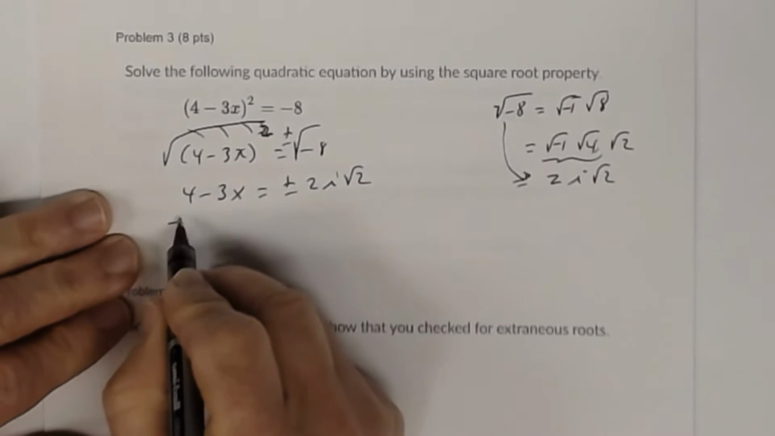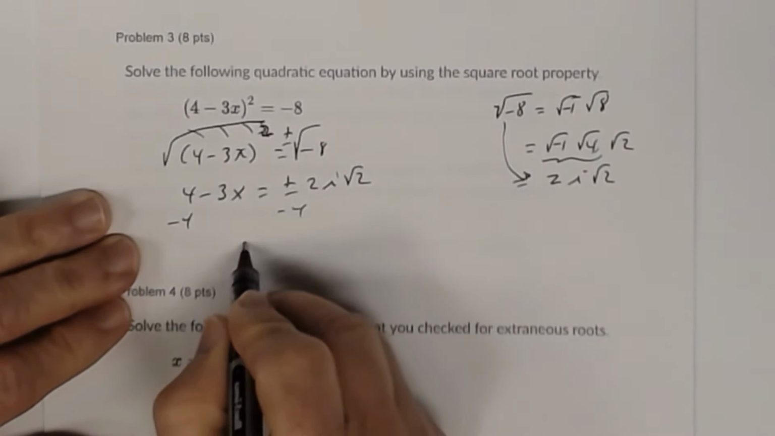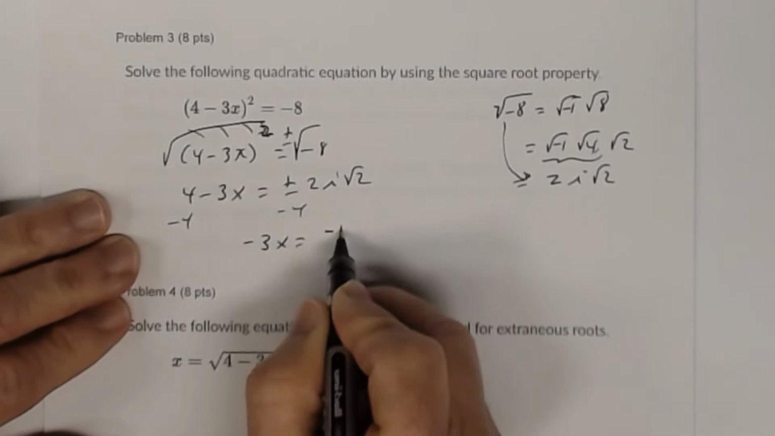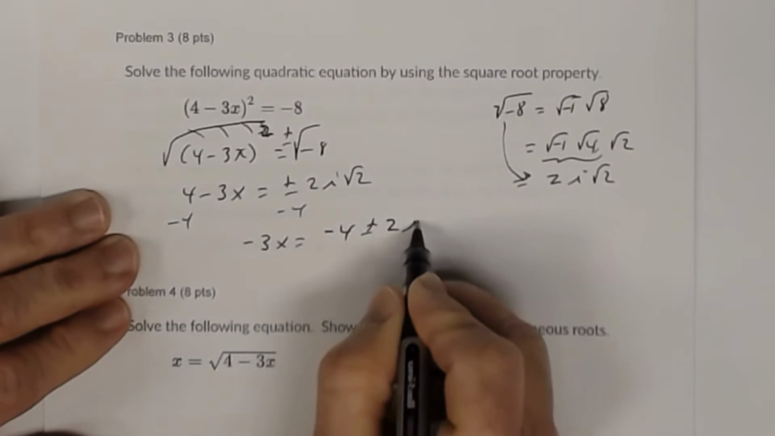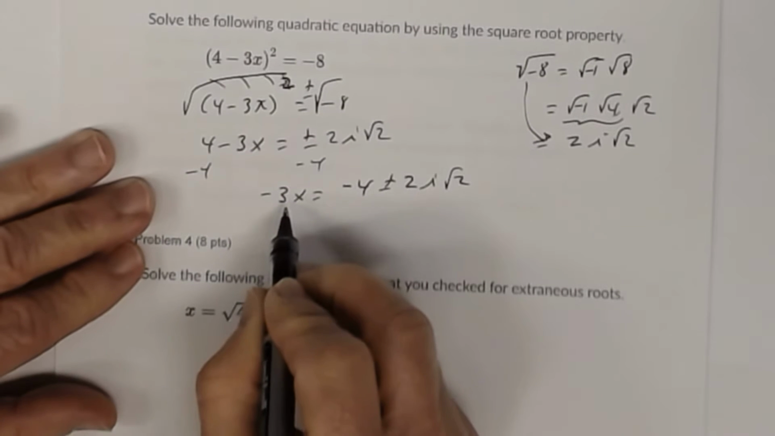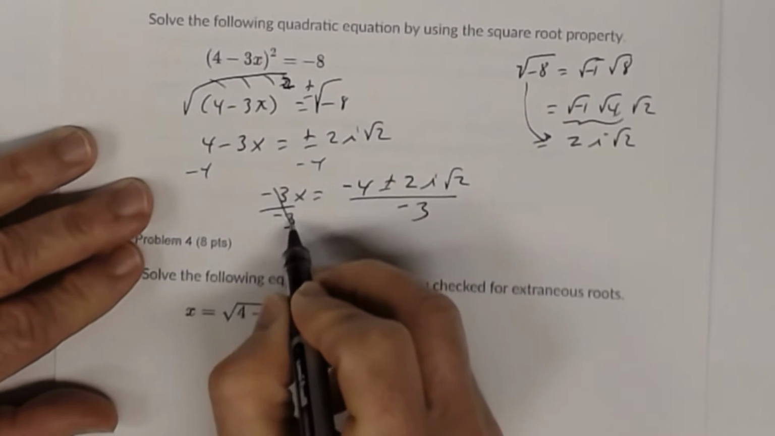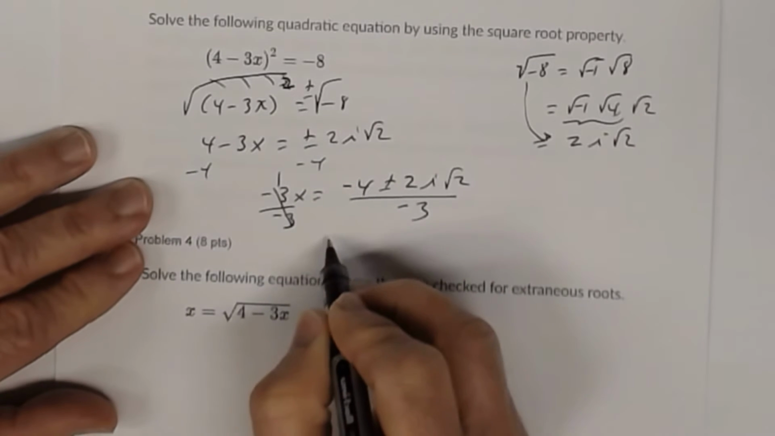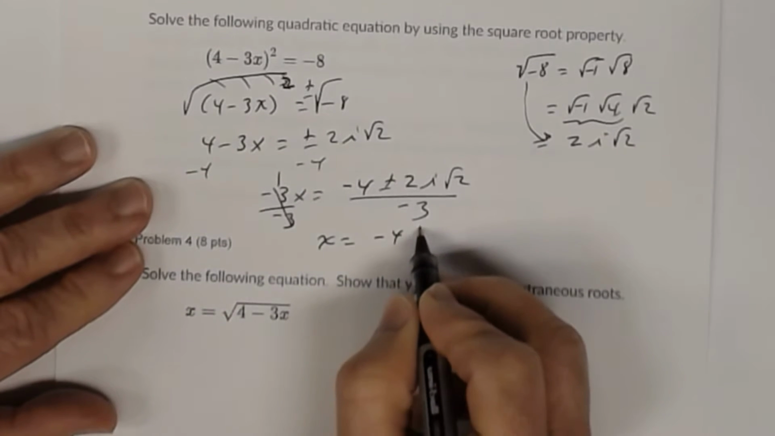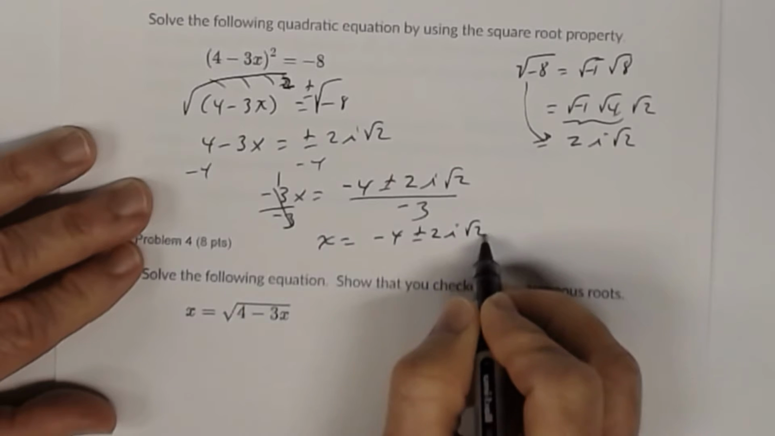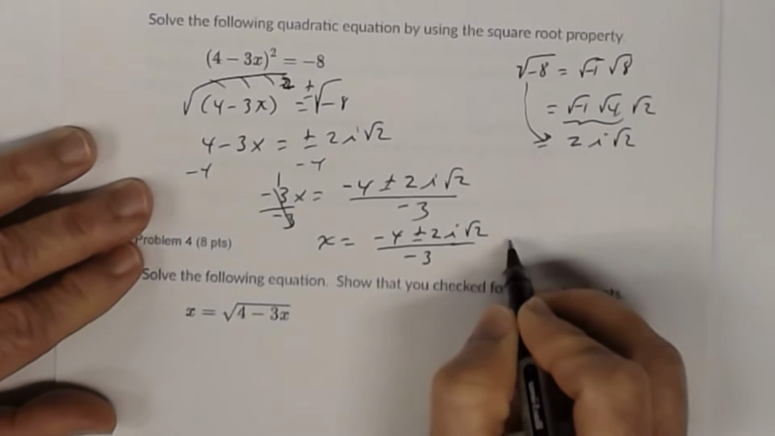All right, so then we're going to subtract 4 from both sides. So I get negative 3x equals negative 4 plus or minus 2i square root of 2. And then dividing both sides by negative 3, I get negative 3 divided by negative 3 is 1. 1 times x is x. I get x to be negative 4 plus or minus 2i square root of 2 divided by negative 3.